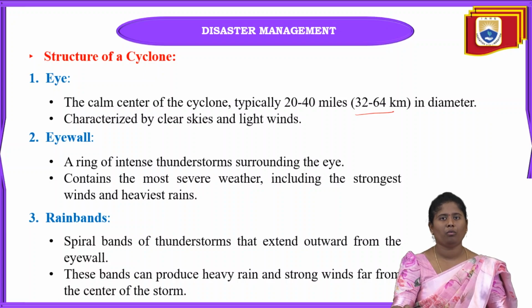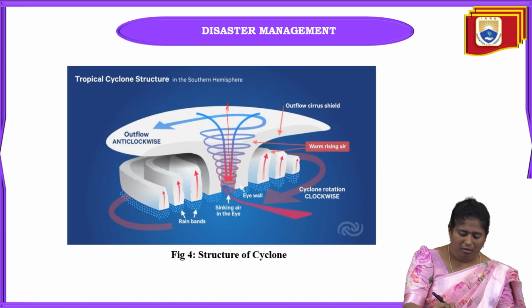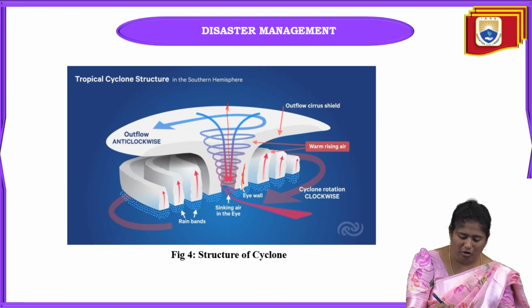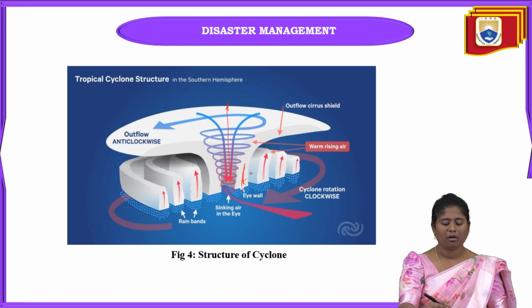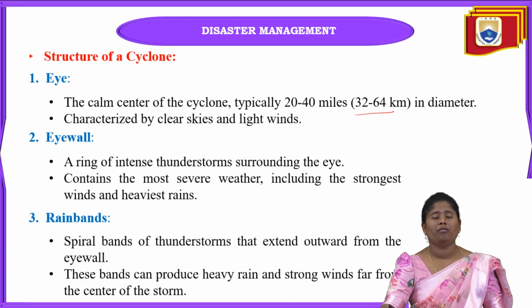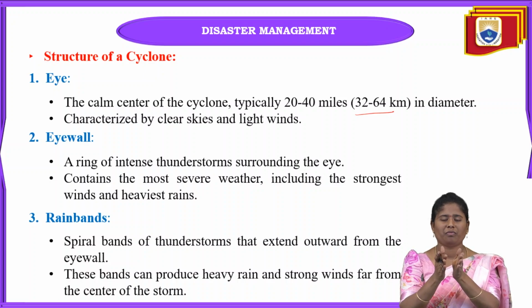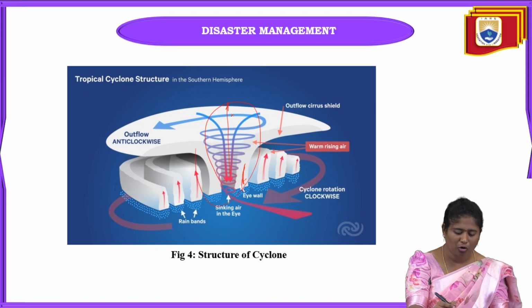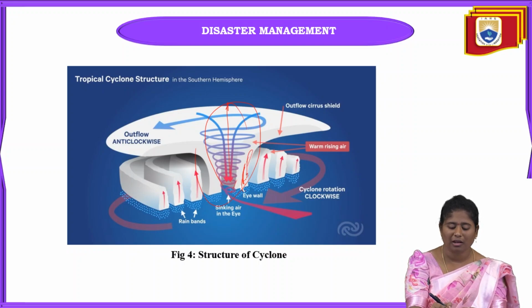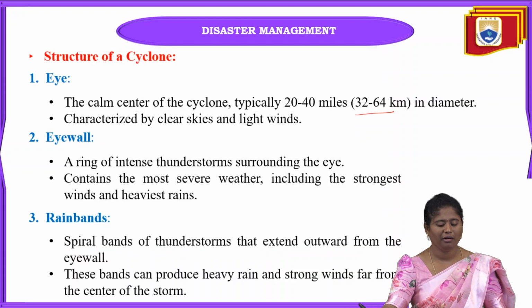Next one is the eye wall. Here you can see this white layer. This is called the eye wall, where intense thunderstorms surround the eye. If this is the cyclone, this overall is the eye, and for this, the wall-like structure you can see here is called the eye wall. It also contains the most severe weather conditions, including the strongest winds and also the rainfall.